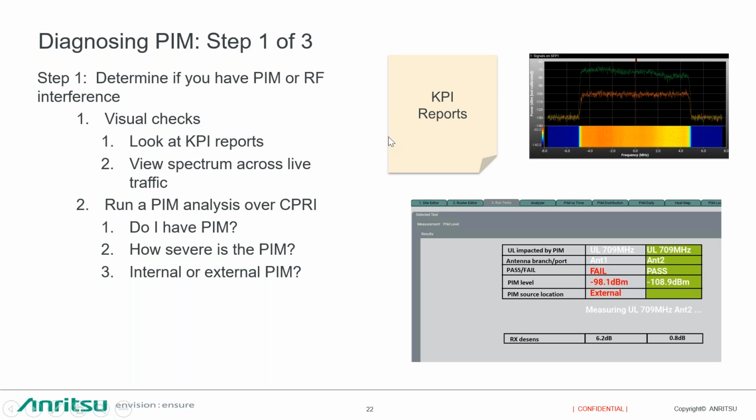If you don't quite understand from the KPI reports whether it's PIM or not, you can use the IQ FiberMaster and run a PIM analysis using the CPRI data. And so the analysis shows you if I have PIM, how severe it is, and whether it's internal or external. Let me go into that in a little bit more detail.